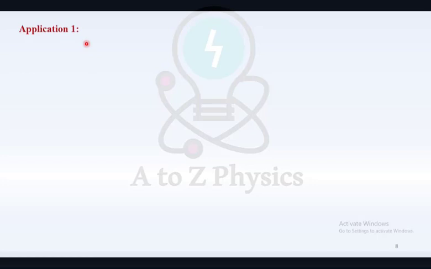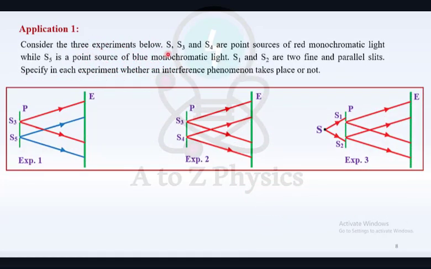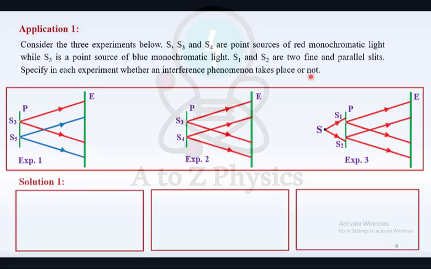Now let's try to solve this application. Consider the three experiments below. S3 and S4 are point sources of red monochromatic light, while S5 is a point source of blue monochromatic light. S1 and S2 are two fine and parallel slits. Specify in each experiment whether an interference phenomenon takes place or not.